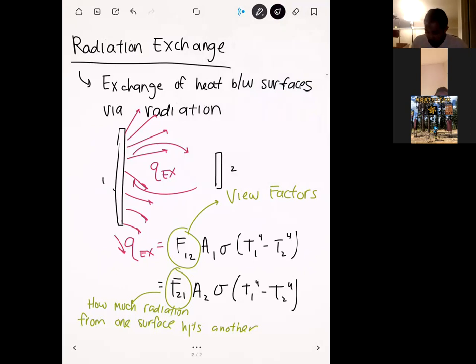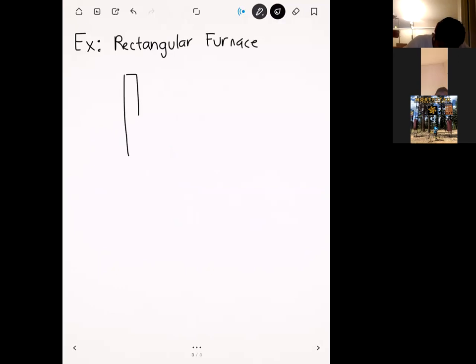All right, let's do an example and see how this is done in practice. Let's say that we have a rectangular furnace. It looks something like this. We're going to have three different surfaces here.